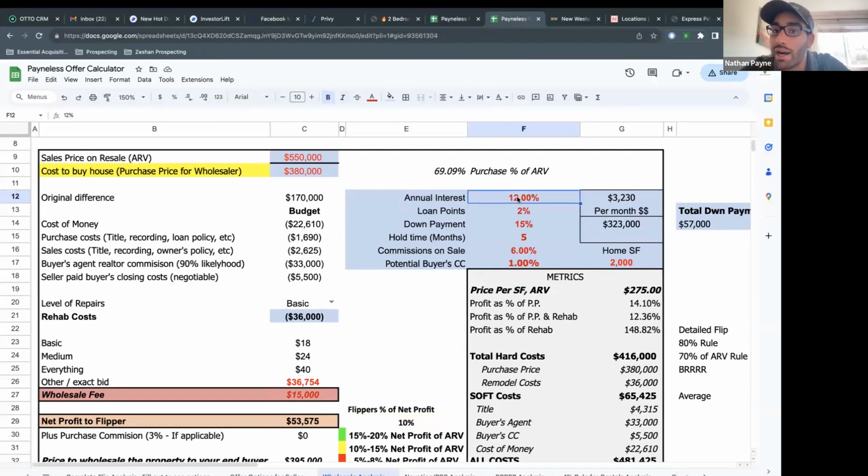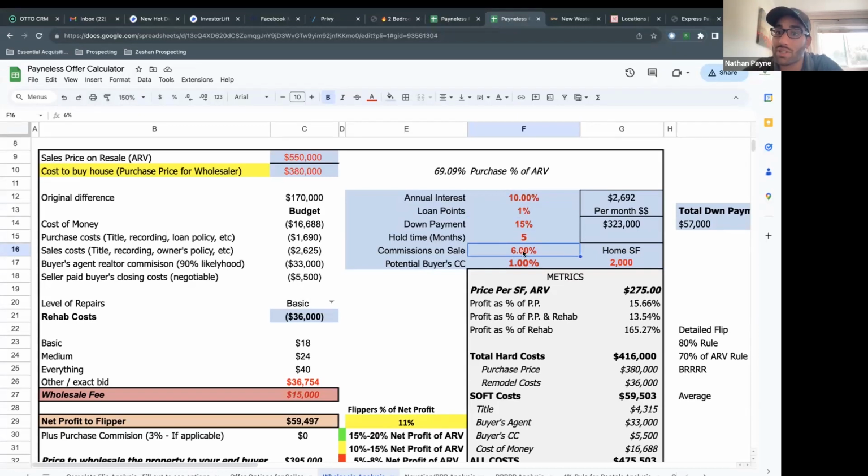Let's say a buyer who gets hard money at 10%, and he pays 1 point, and he's actually a real estate agent. So he doesn't have to pay to list it when he flips it.